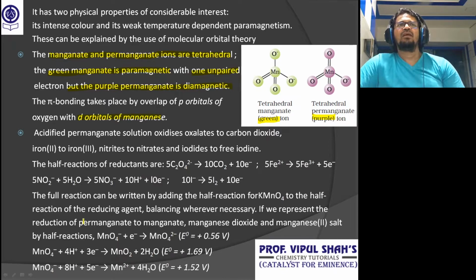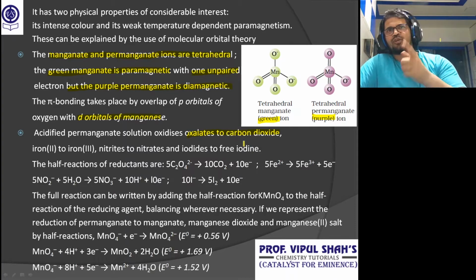That's one. Now next, it oxidizes oxalates to carbon dioxide. Oxalate is basically from oxalic acid, H2C2O4. If you remove the 2H, we get the oxalate ion, C2O4 2-. So look at that. Oxalate is oxidized to carbon dioxide by the loss of 10 electrons. Ferrous is oxidized to ferric and KMnO4 will get reduced. NO2- nitrite is oxidized to NO3- nitrate. Then the next one, we have iodide oxidized to iodine.